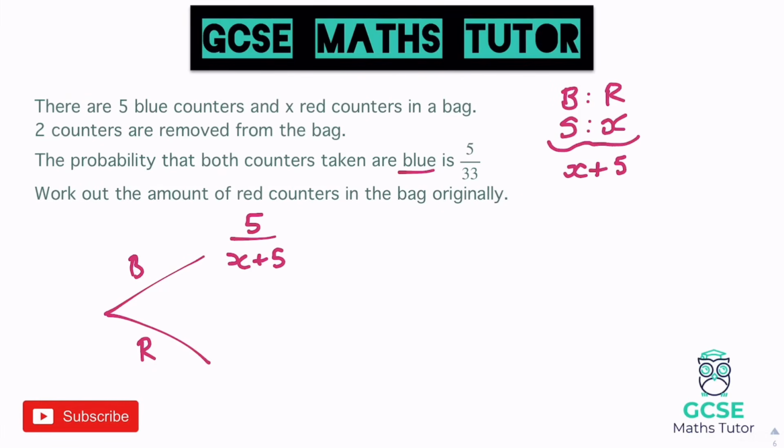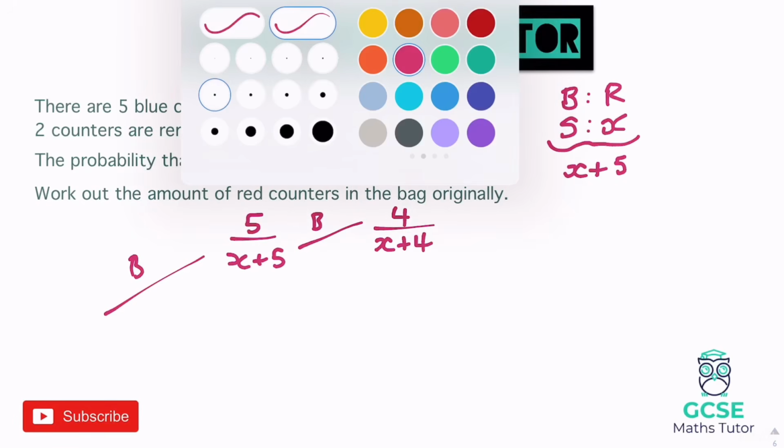Now one of the counters is not replaced, so the next time we take a blue, I'll think about drawing the tree here, again I'm going to leave red out, but the next time we take a blue, we'll take 1 away from the 5 there, leaves us with 4 blues, and take 1 away from the x plus 5, leaves us with x plus 4. So that is that part of the tree that we need, okay? We don't need the red roots here, so we can get rid of those. They're the only ones that we're actually interested in.